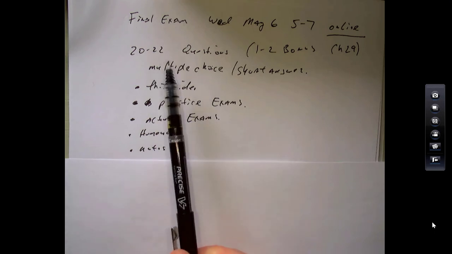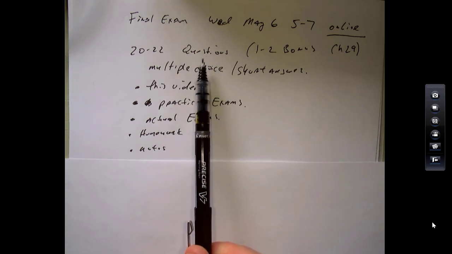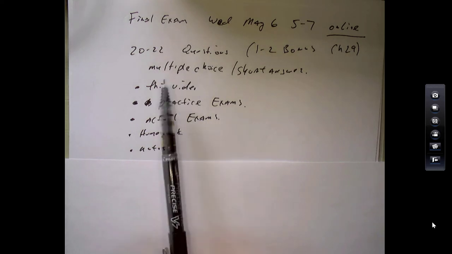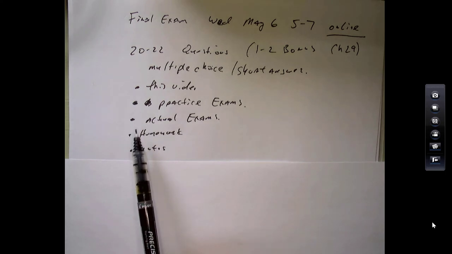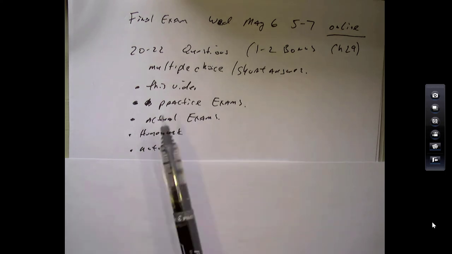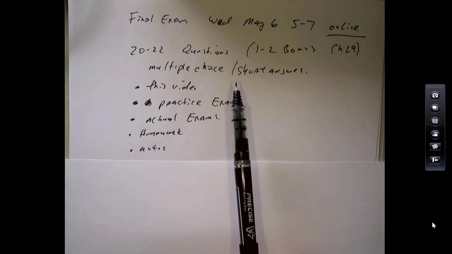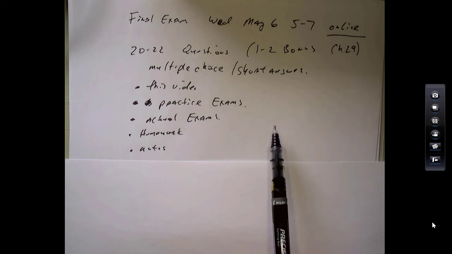So there's 20 to 22 questions. You get about 1 to 2 questions per chapter. So this is more of a broad test than a deep test. It covers sort of the main concepts. So keep that in mind when you're going through the chapter. There's no obscure type questions. It's more general sort of information type questions.